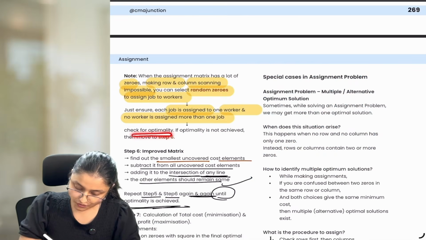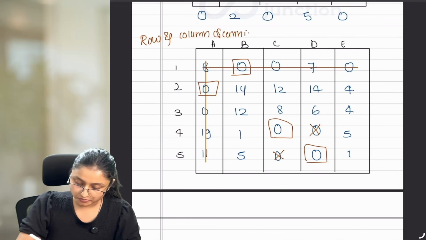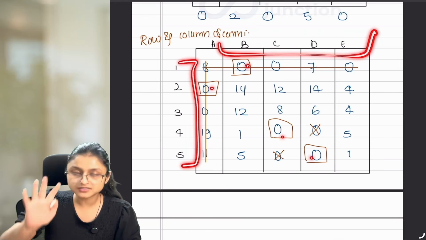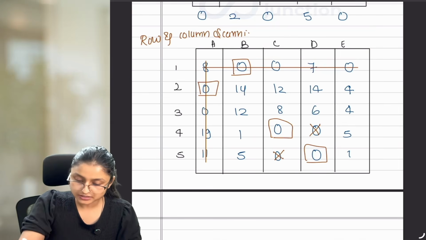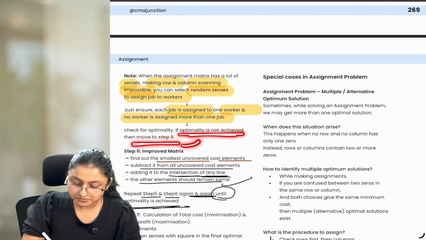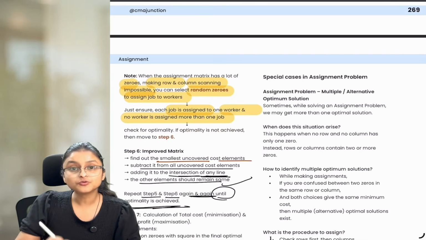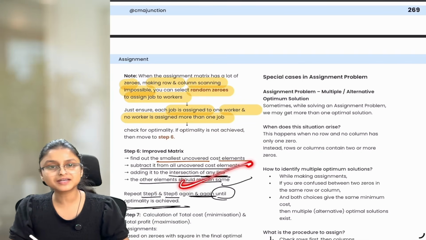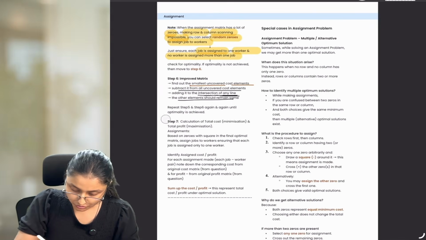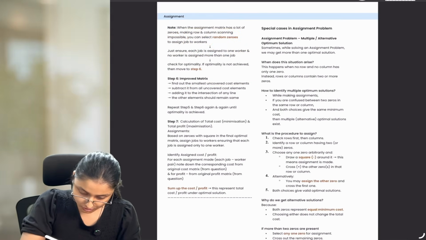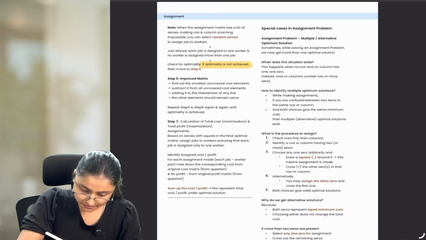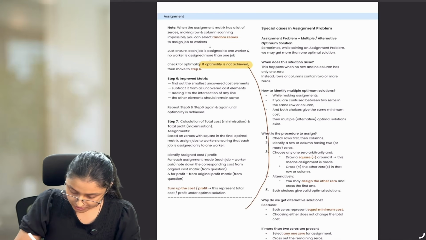Next, check for optimality. We checked for optimality. Here we have 5 rows, 5 columns, but the number of zeros with square is only 4. That means optimality is not achieved. If optimality is not achieved, then move to step number 6. But before even moving to step number 6, that is improving the matrix, I have to do one more step. And that is why I want you to, in your concept book, mark this. If optimality is not achieved, write it here.